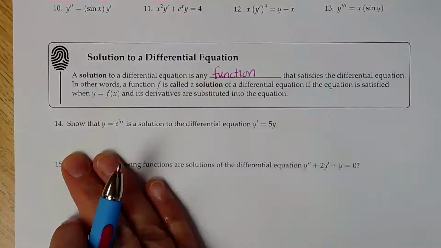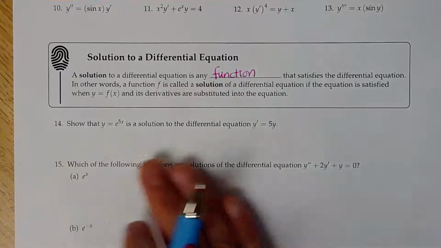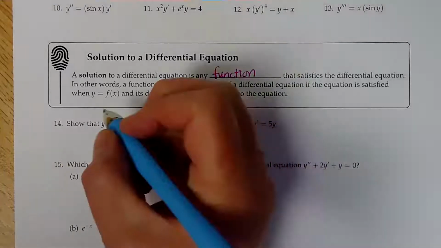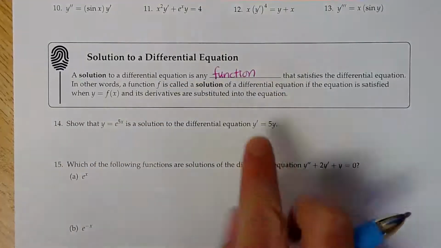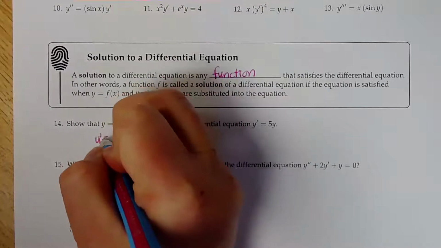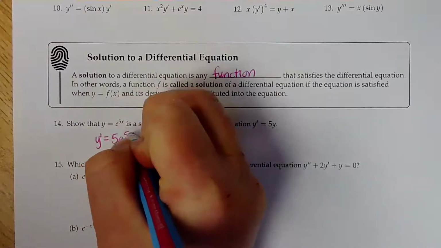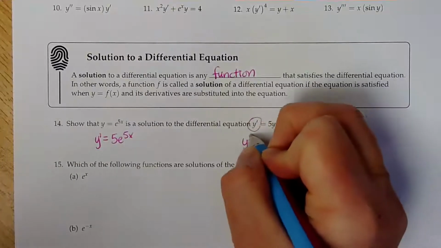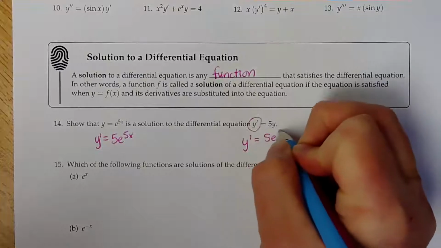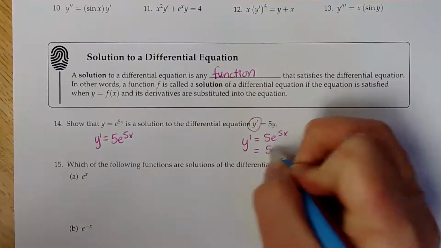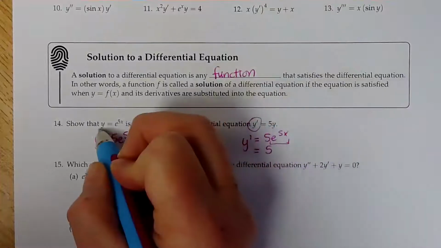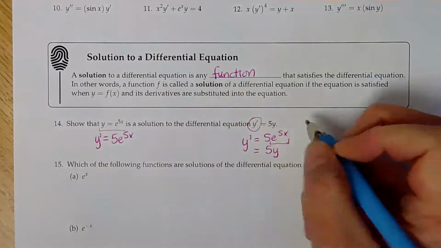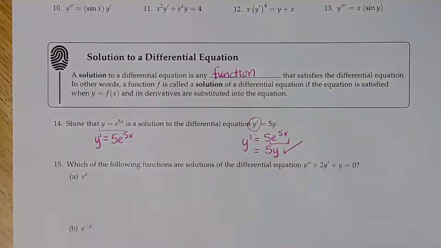So number 14, show that y equals e to the 5x is a solution to the differential equation y prime equals 5y. So we know that we need y prime here, so we'll find that. This derivative is 5e to the 5x. If I start with the y prime side, I know y prime is equal to 5e to the 5x. That's equal to 5 times, I know that e to the 5x is equal to y. So that's equal to 5y, which is what I was asked to prove. So I've shown that that is a solution to the differential equation.